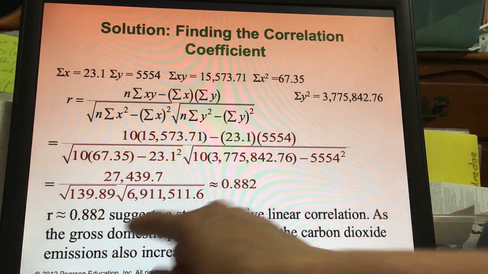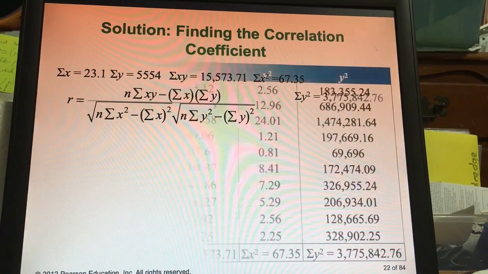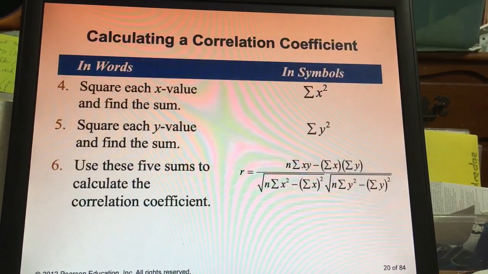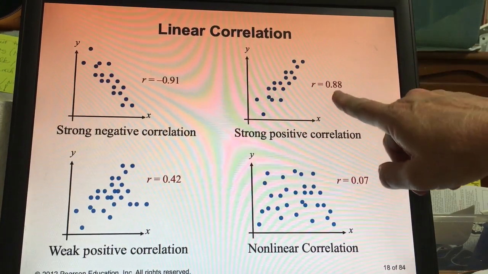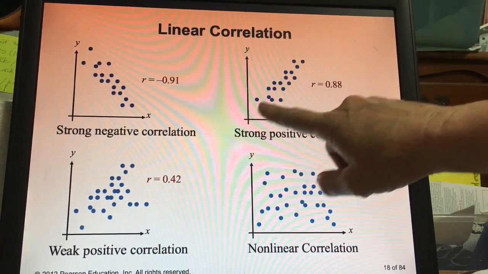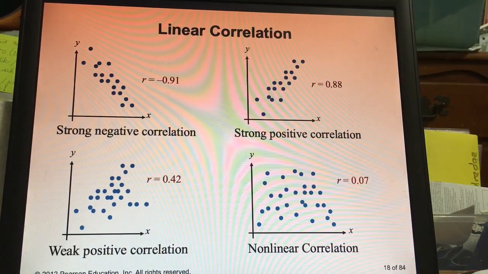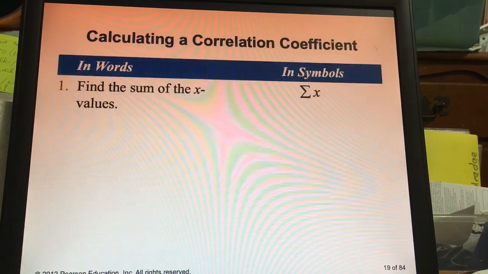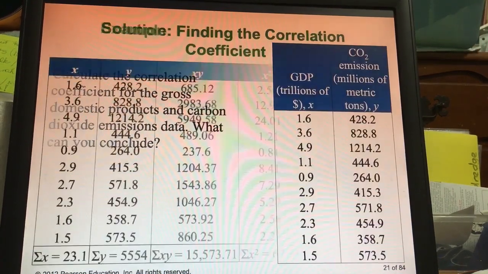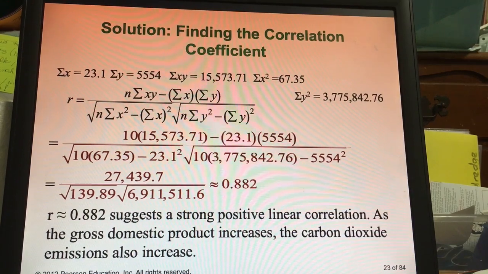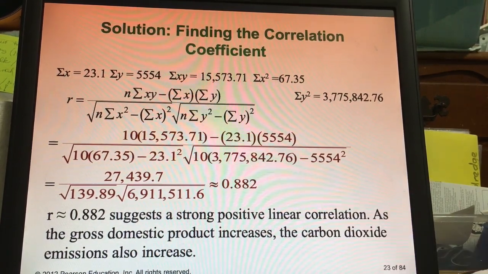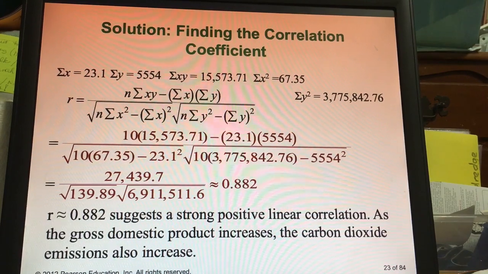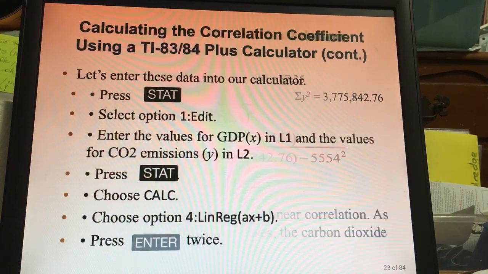So 0.882, we saw a 0.882 right here. Let's see if we can get back to it. This was a 0.88. So this was a strong positive correlation, and that's what this data had also. Okay, so let's get to this one here. So now, as the gross domestic product increases, the carbon dioxide emissions also increase.